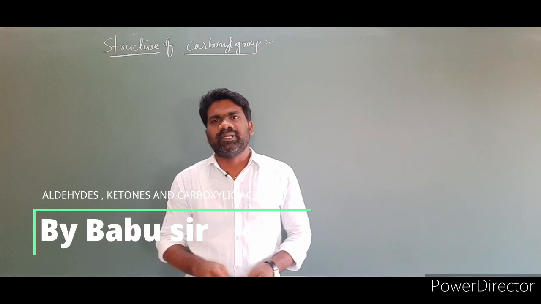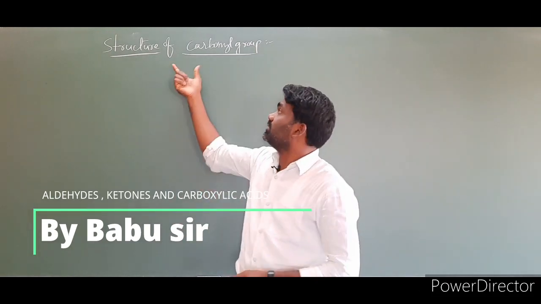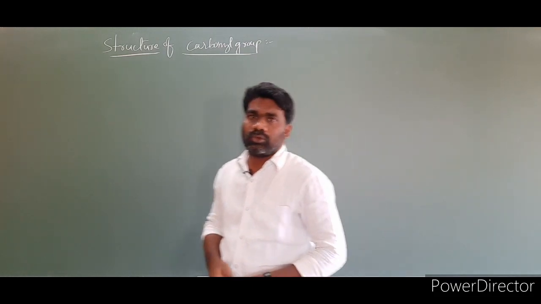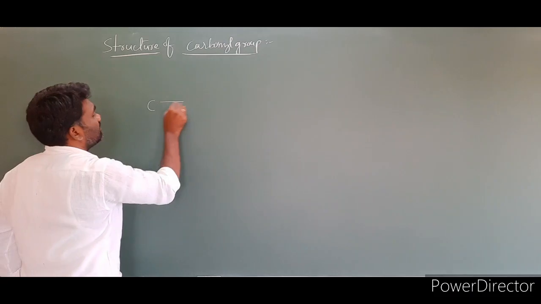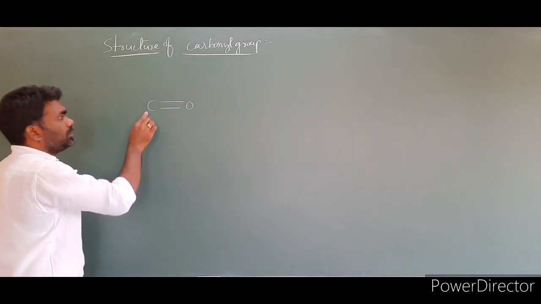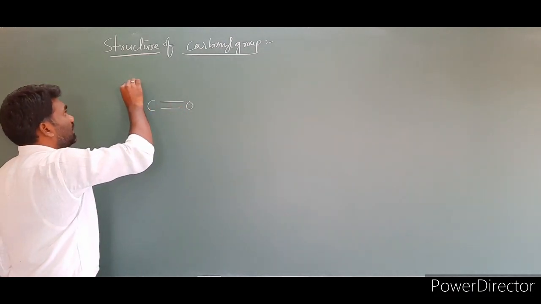In the last class you learned the nomenclature of aldehydes and ketones. Today's topic is the structure of the carbonyl group. So let us write the carbonyl group: C double bond O. To this carbonyl carbon, two other atoms are attached.